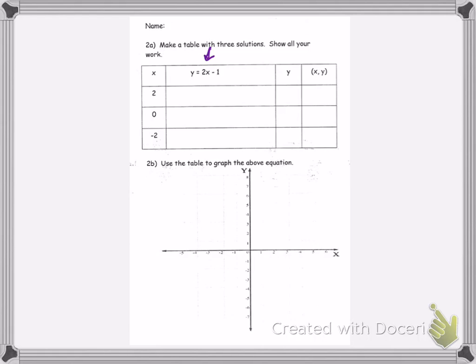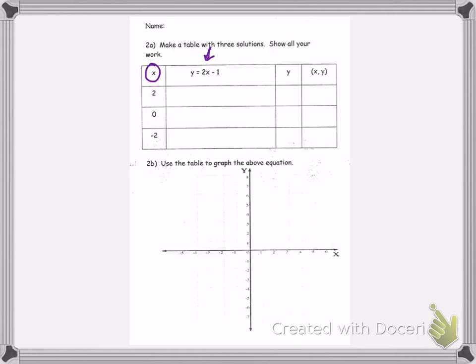So for this example, I want to make a table of 3 solutions, and I want to find 3 ordered pairs, and then from those ordered pairs I'm going to go ahead and plot it. So you'll see that I've filled in the x values already for you. We're going to plug and chug with x values of 2, 0, and -2 and find the y values that go with those to plot. So all I'm looking for in this middle column is basically your workspace.